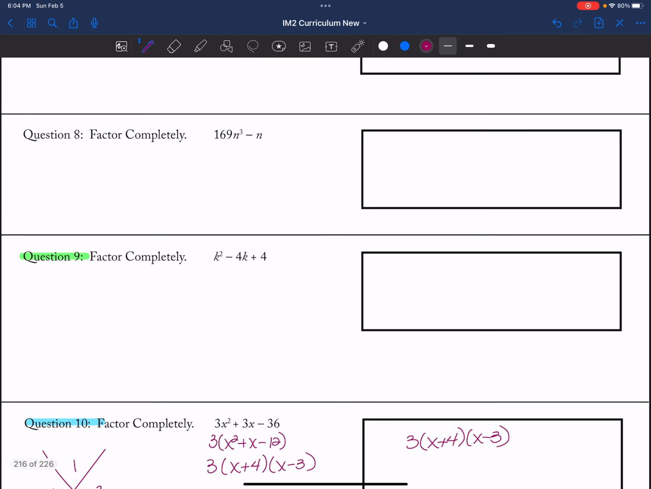And then 9, this will be -4 and 4, so -2 and -2, so (k minus 2)(k minus 2), so (k minus 2) the quantity squared.